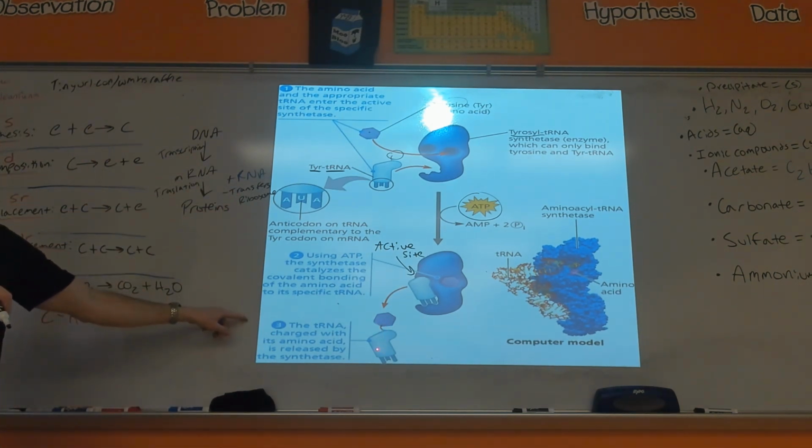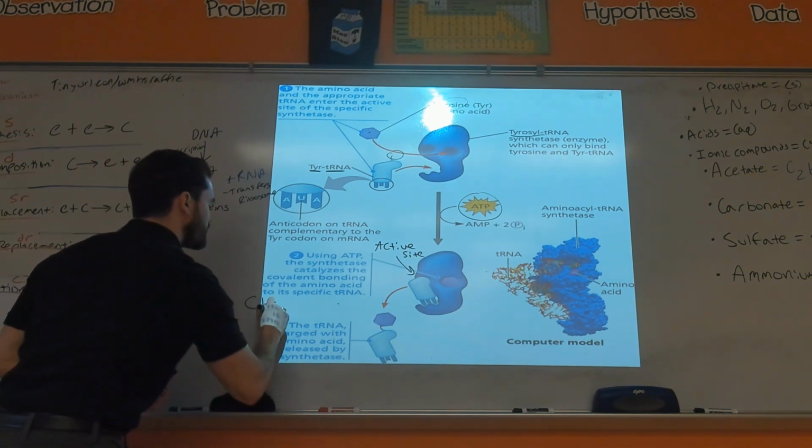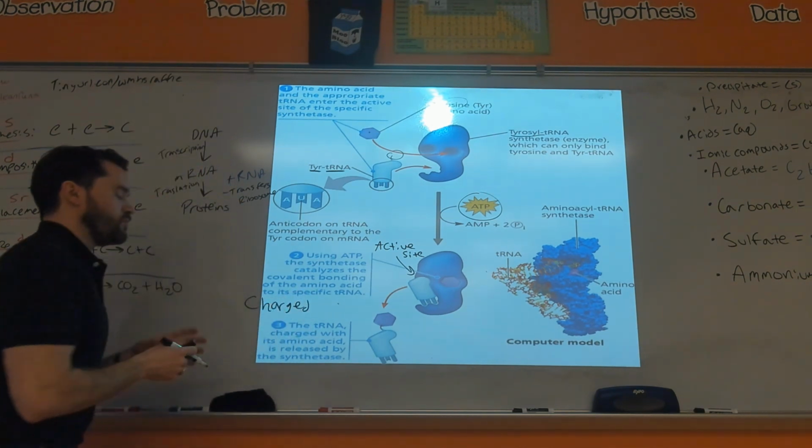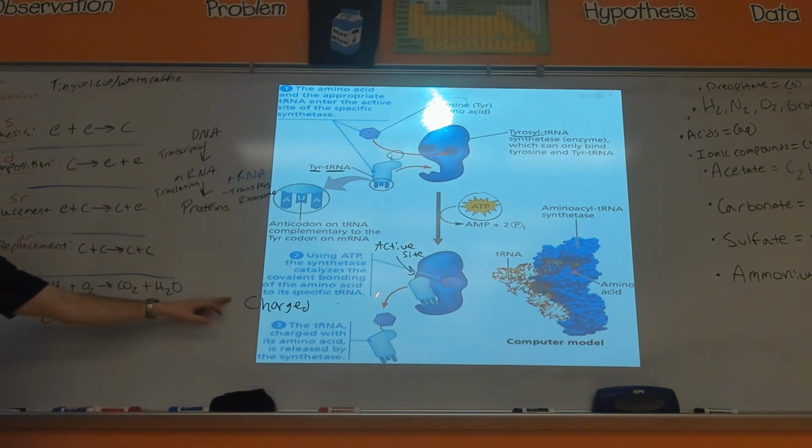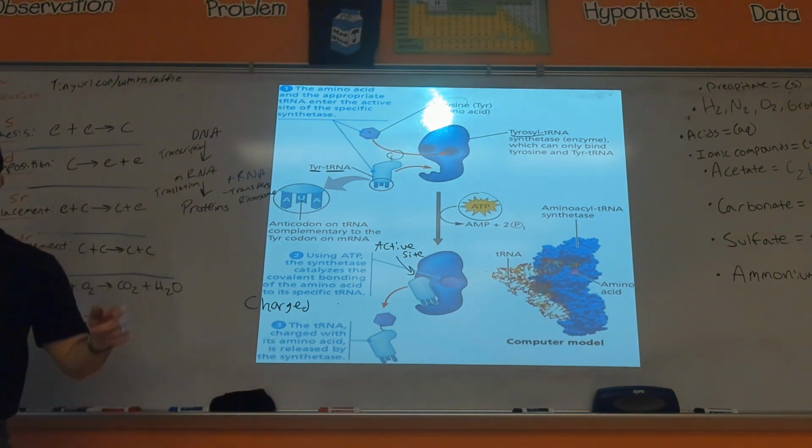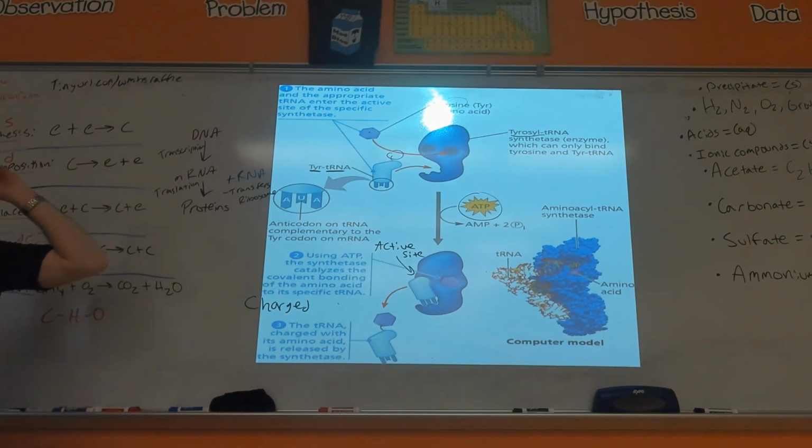You will then get that. They call this a charged tRNA. What they mean by charge is that the amino acid is bonded to the tRNA. And now this tRNA is ready to do translation and make that protein. Okay. Here's what it would look like in 3 dimensions, if you're into that.